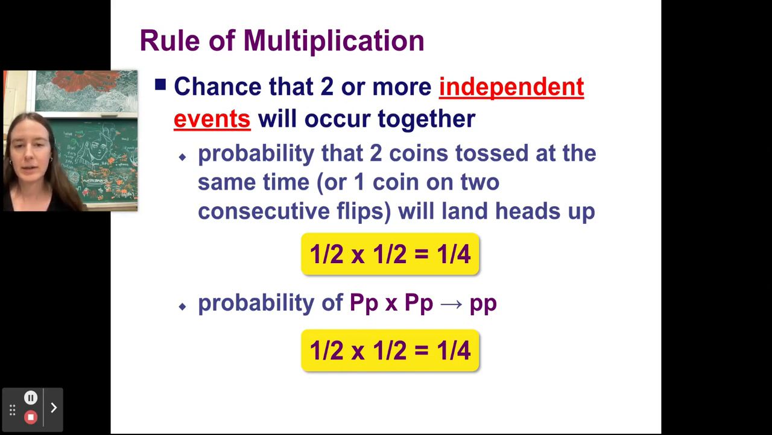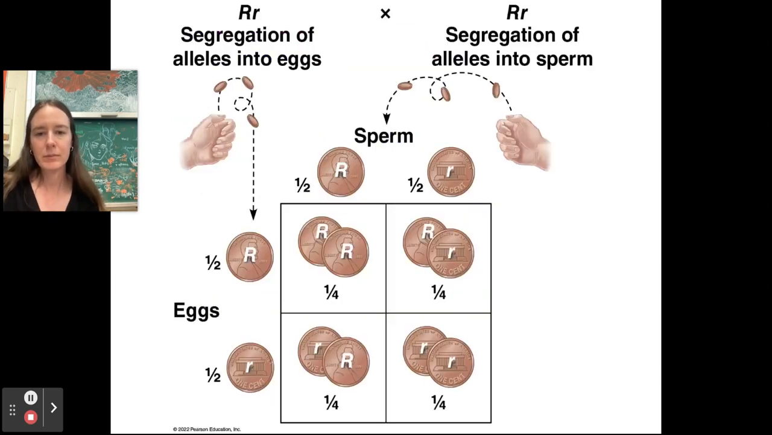Okay, so we're going to be practicing this more in class. It's just an introduction. But whenever you're thinking about the rule of multiplication, think about when two events are happening and they're occurring together. Okay, the chance that two events will occur together. So one event and another event occur, but they're not dependent on each other. One is not affecting the other. They're just both happening at the same time. That's the multiplication rule.